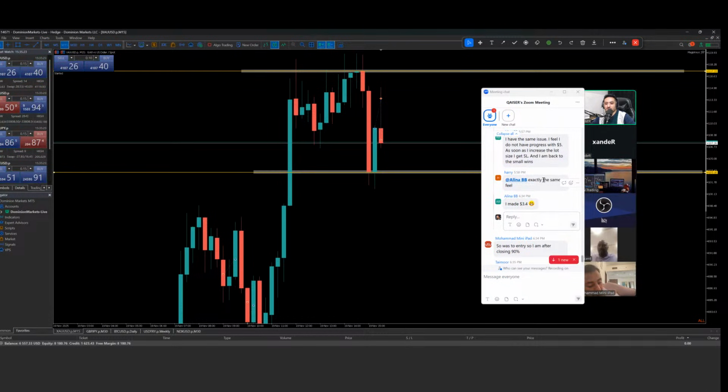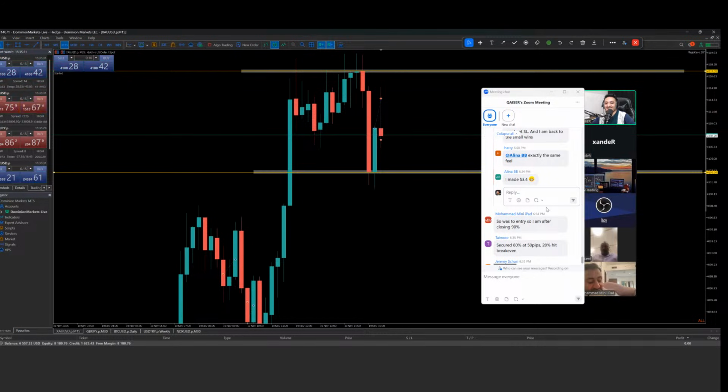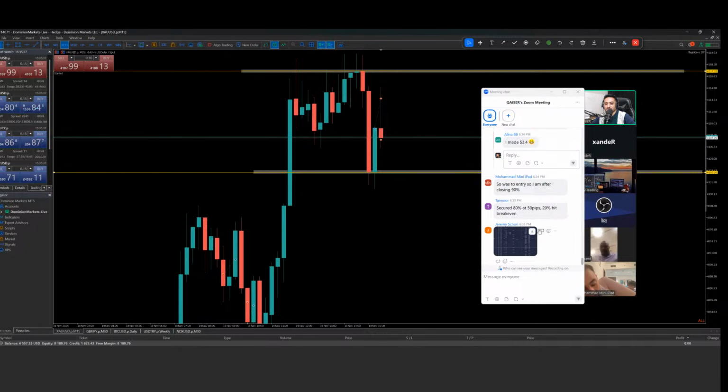I have the same issue. I feel I do not have progress with $5. As soon as I increase the lot size, I get stop loss and I'm back to the small win. Small wins will become bigger wins if you continuously do the quality work actually. So believe the process. Don't worry about the small wins. Believe that you are in a process right now.